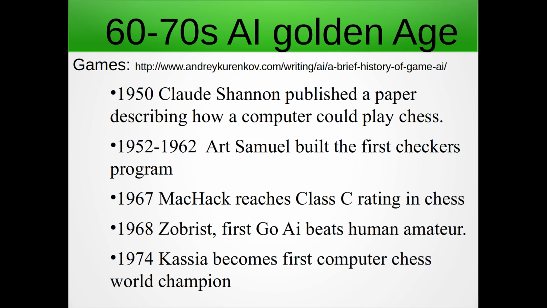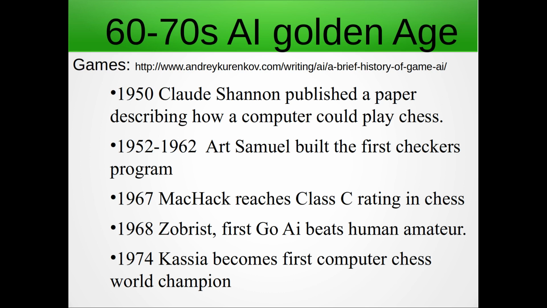But by the 50s, Claude Shannon, the father of information theory, published a paper describing how a computer could play chess. Other researchers were building programs to play checkers. In 1967, MacHack, a computer program, reached Class C rating in chess. So it was not only that the computers could play chess, but they were getting better at it.